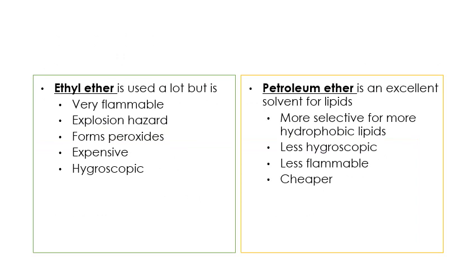So in most cases for food analysis, we use two different types of solvent. These are the most commonly used solvents: either ethyl ether or petroleum ether. Ethyl ether is commonly used in the lab, but the problem with ethyl ether is that it is very flammable. It's considered an explosive hazard. It can form peroxide, is expensive, and is also hygroscopic. So an alternative to ethyl ether is petroleum ether. It is an excellent solvent for lipid because it's more selective for more hydrophobic lipids. It's less hygroscopic, less flammable, and relatively cheaper than ethyl ether.